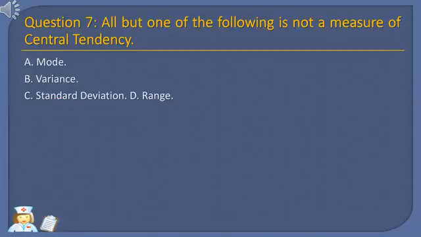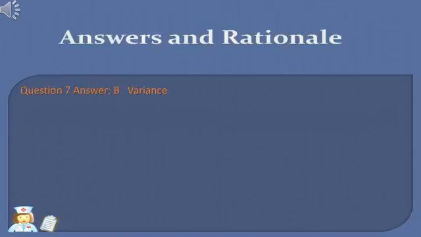Question 7. All but one of the following is not a measure of central tendency. A. Mode. B. Variance. C. Standard deviation. D. Range. Question 7 answer. B. Variance.